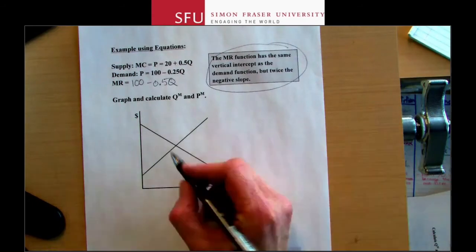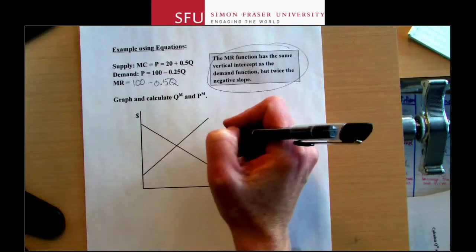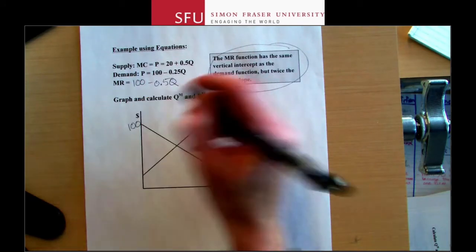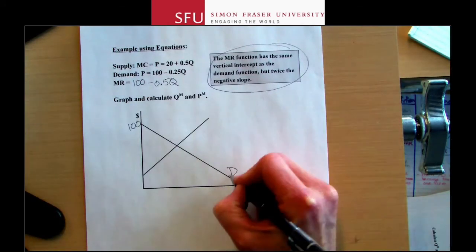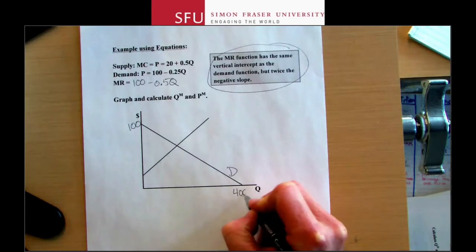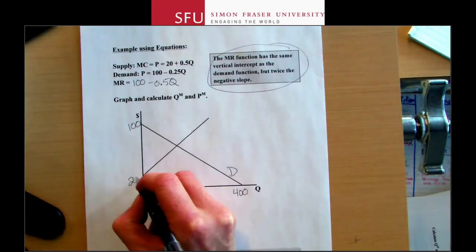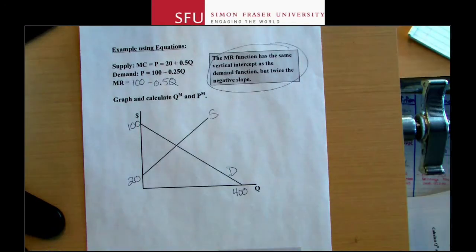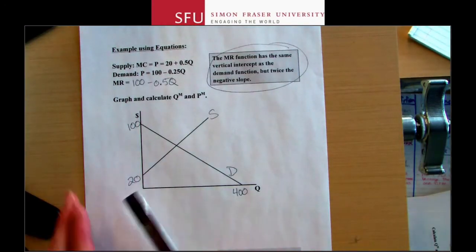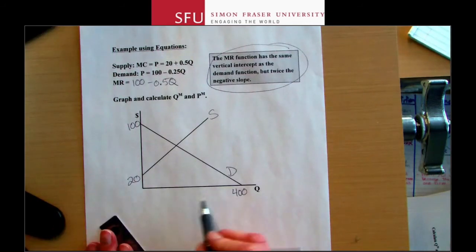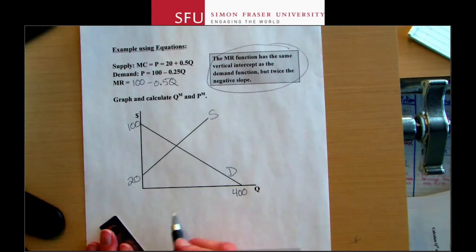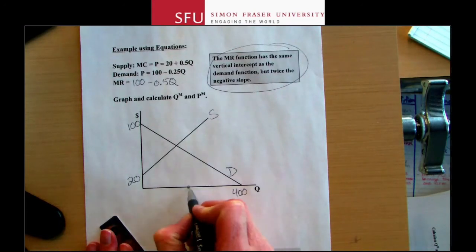Now you've got the demand curve here, and the supply curve are already drawn. Let's see, that would be 400. Marginal cost, 20. Okay, and then I'll add the marginal revenue curve. So it's twice as steep, or instead of having a Q-intercept at 400, it would be at 200.